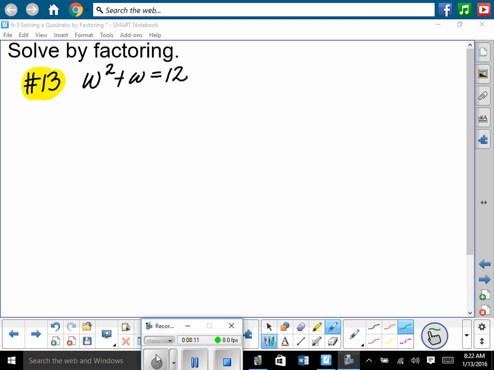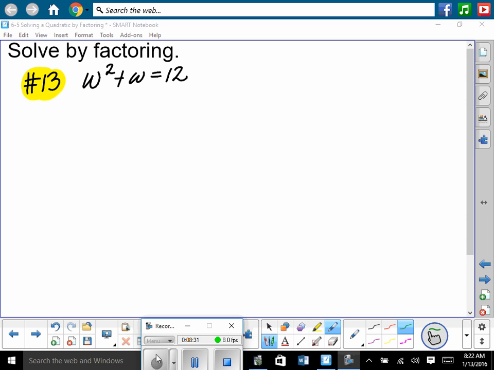Now you're going to need paper. These problems take a lot of work. So you'll get out some scratch paper. Let's go through this piece by piece. Now once again, the first thing you have to do is make sure your quadratic is set equal to 0. Do not start factoring until your quadratic is set equal to 0.